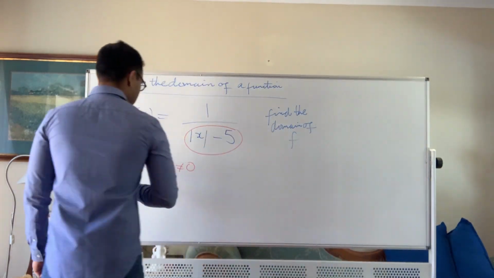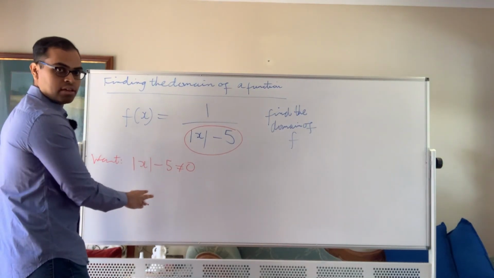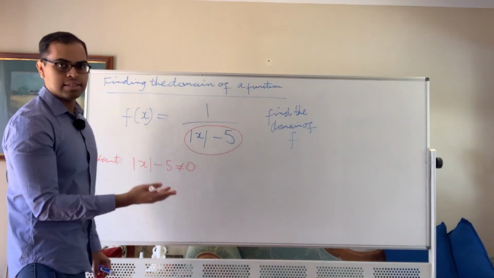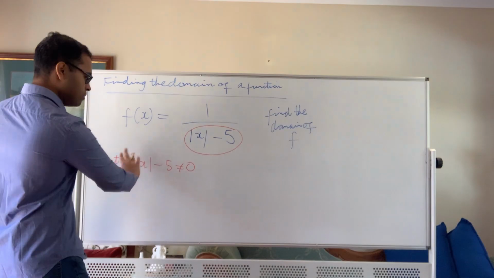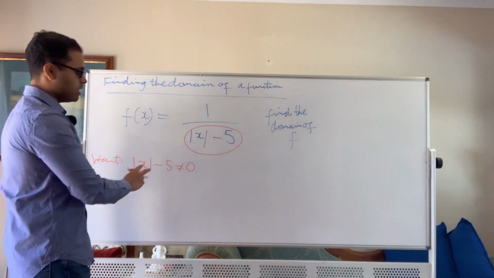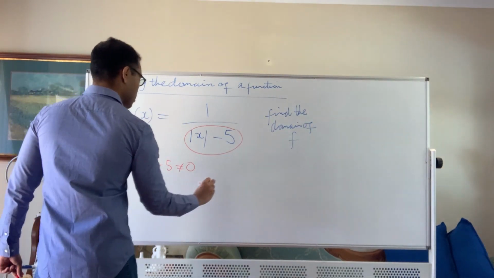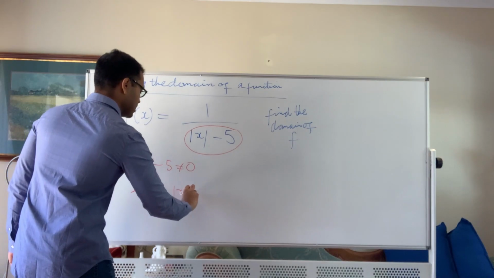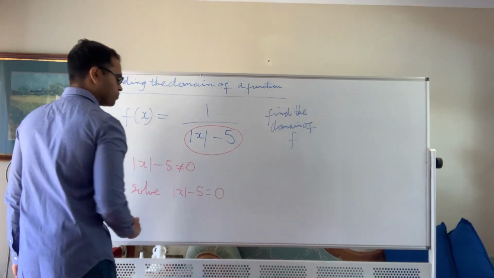Now in other words, if we solve the equation absolute value x minus 5 equals 0, then we can consider all the x's that aren't solutions, and that will be all the numbers in the domain. So we can think of this as just solving an equation. So we're going to solve absolute value of x minus 5 is equal to 0.